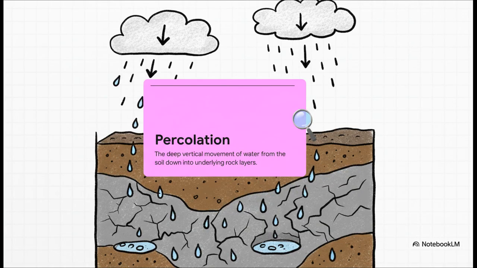But some of that water goes even deeper. It percolates, and that just means it trickles straight down, moving from the soil deep into the cracks and pores of the rock far below. This is a much, much longer and slower journey into the earth.